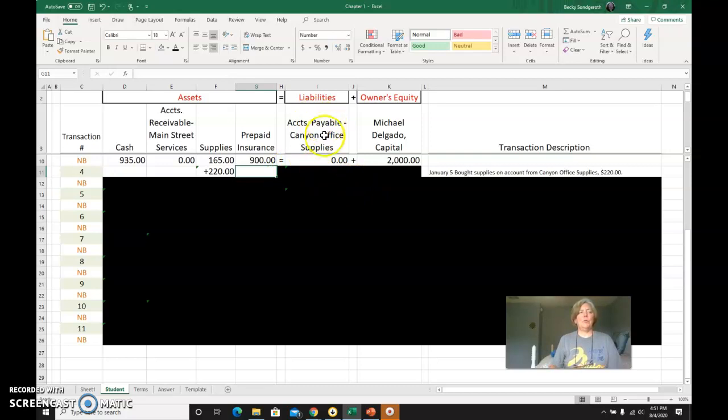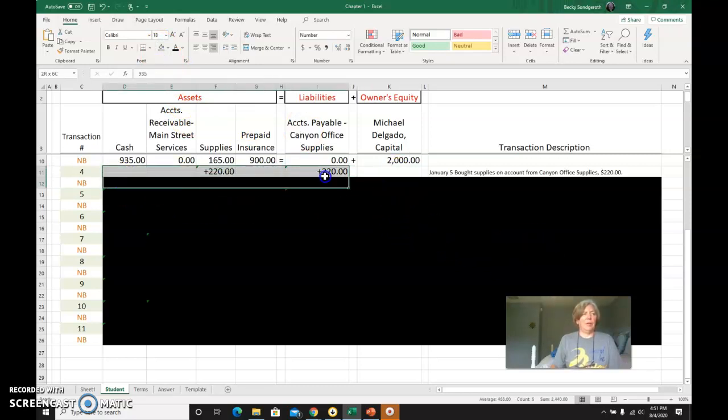Did anything happen to accounts payable? Well, we said that it was on account and we're going to pay later. And it's Canyon Office Supplies, so it is accounts payable. Is the account affected? That is a liability, and it is going up because I owed them nothing when I bought supplies on account. Now I owe them more, so it's going up $220. And then did anything happen to Michael Delgado Capital? No, it did not. So I'm going to calculate my new balances.